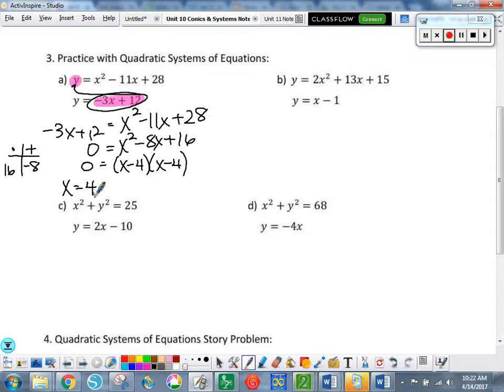We plug it in. Now there's two choices that we could plug it into. The easier of the two would be which one? The bottom one. So let's take that 4 back up here. Y equals negative 3 times 4 is negative 12, plus 12 is 0. So my final answer would be what?